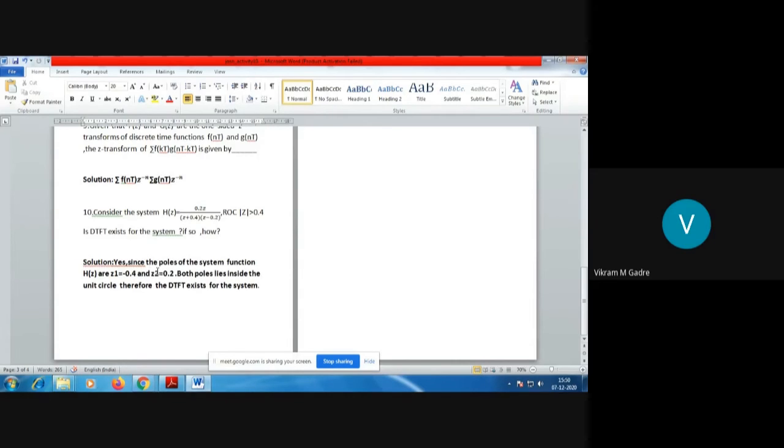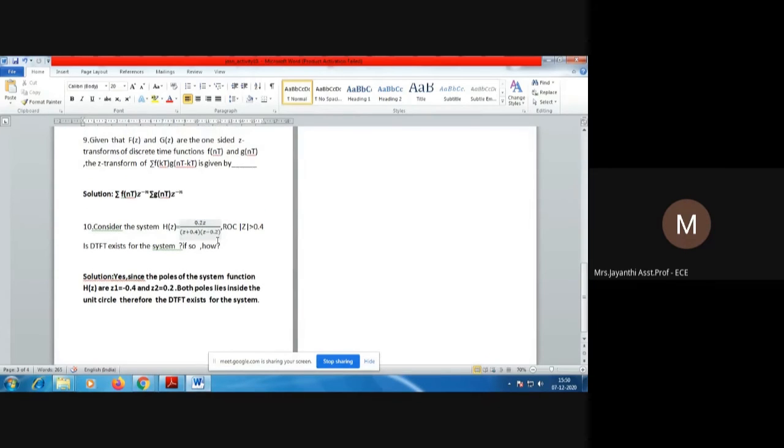Provided the region of convergence is the exterior of the poles, so it's a right-sided signal. You have to specify that it's a causal system. Yes, sir. Okay, sir.